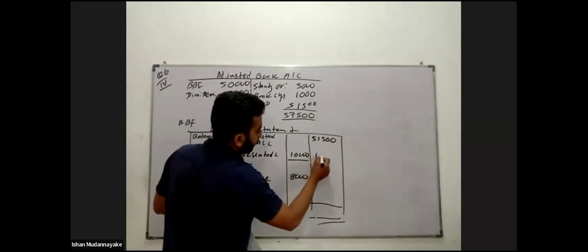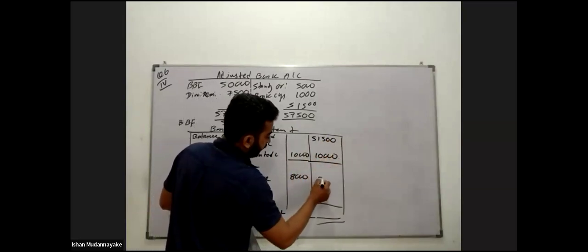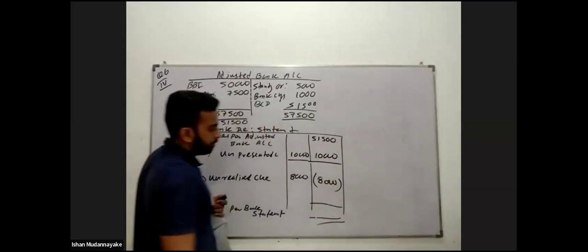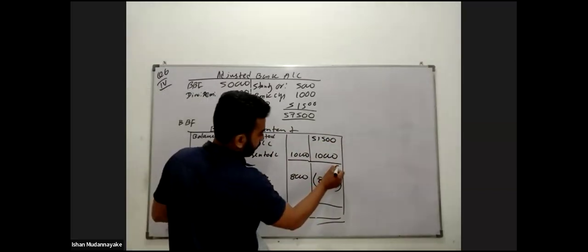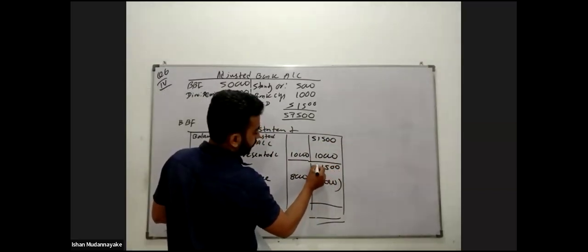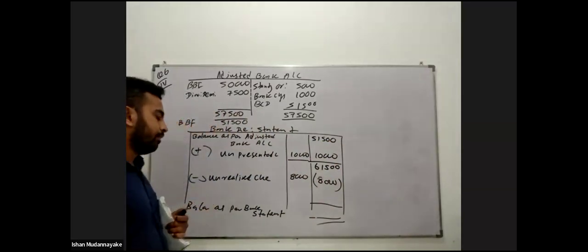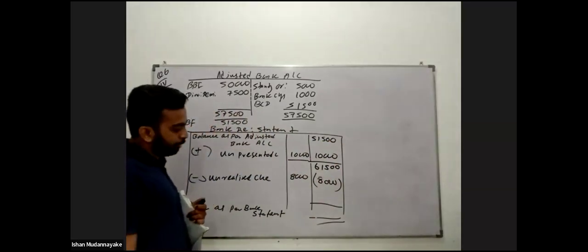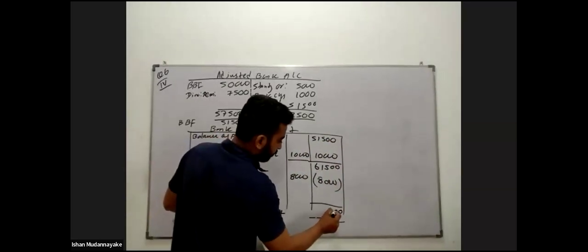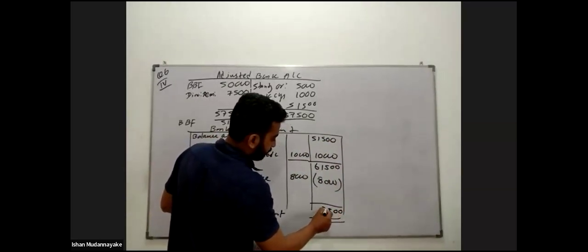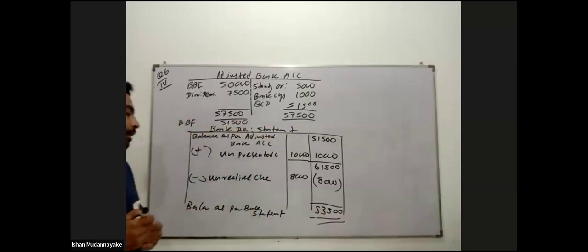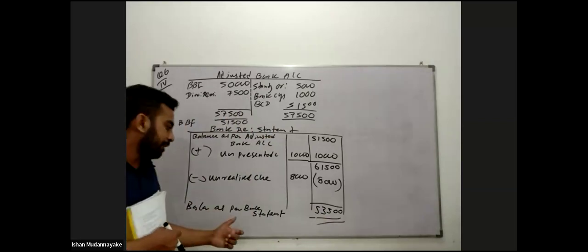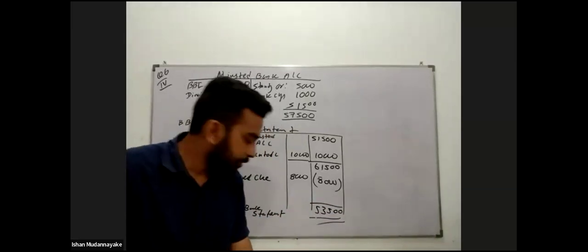And then 10,000 plus, 8,000 minus. 51,500 plus 10,000 is 61,500. 61,500 minus 8,000 is 53,500. Balance as per the bank statement, 53,500.